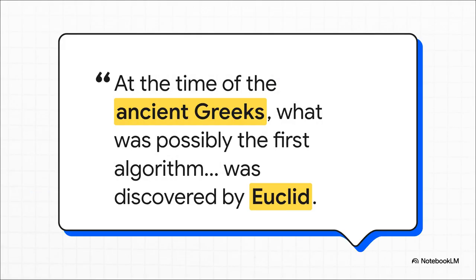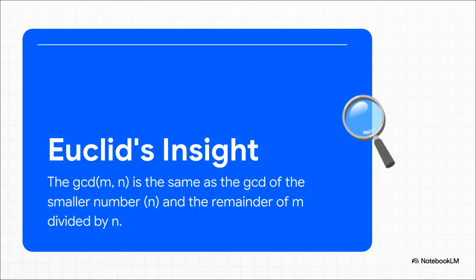For a truly better idea, we have to do a little time traveling. We need to go all the way back to ancient Greece, to a mathematician named Euclid, who came up with what is quite possibly the first and one of the most brilliant algorithms in history for this exact problem. Euclid's insight was genius. He realized that the GCD of two numbers, m and n, is the exact same as the GCD of the smaller number, n, and the remainder you get when you divide m by n. So instead of counting down 1 by 1, this trick lets you take huge leaps, shrinking the numbers you're working with dramatically at every single step.